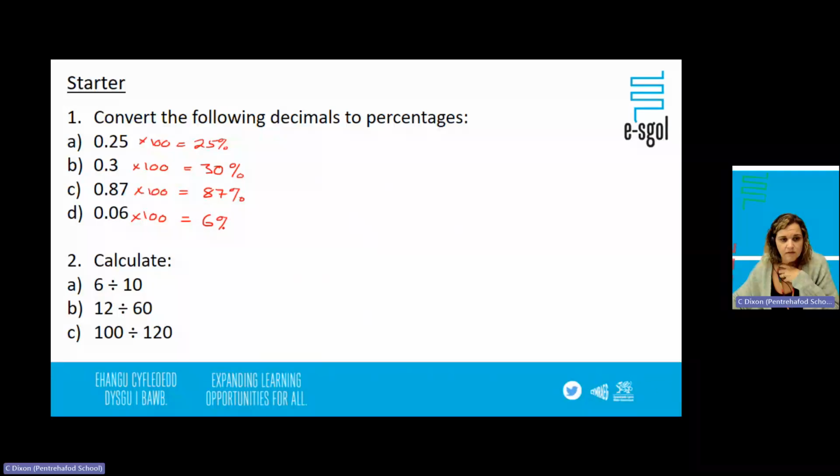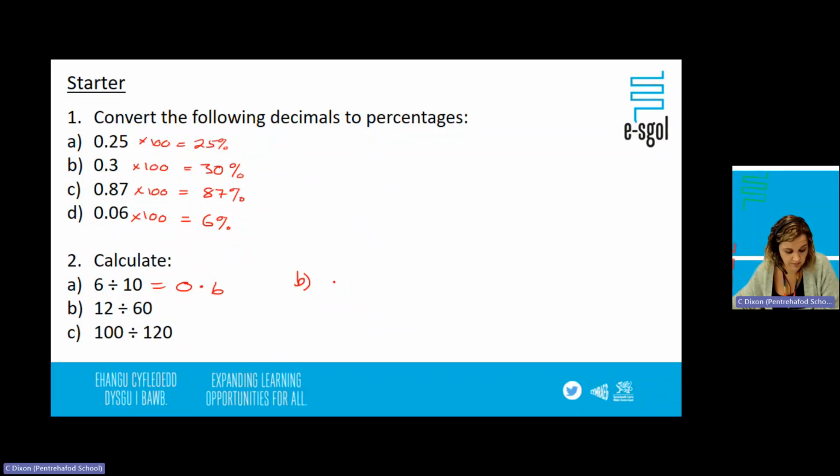Okay, lovely. And then the division at the bottom, when you're dividing by 10, like I mentioned above, you can be thinking about moving the digits. When we divide by 10, we move the digits to the right. So because the 6 is already in the units column, moving that to the right will mean that is a 0.6.